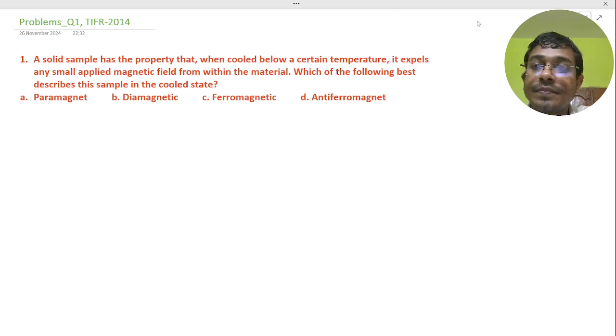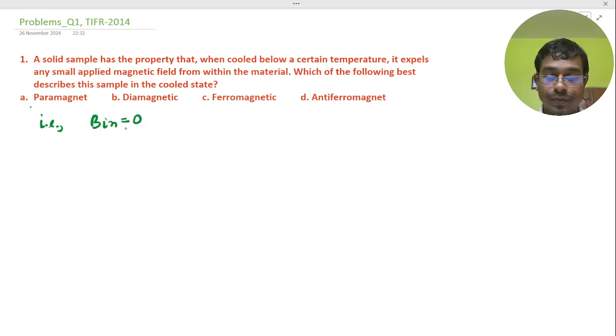TIFR questions we just try to solve by the concept. Here, given that the sample expels the applied magnetic field from within the material, in the cooled state it shows superconductivity, that is, B internal should be 0.